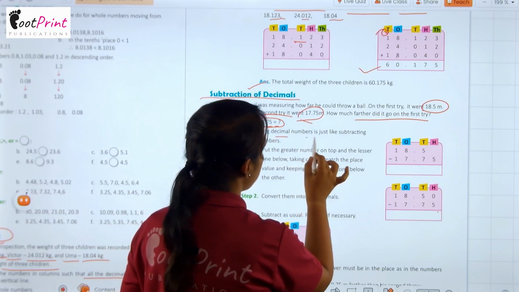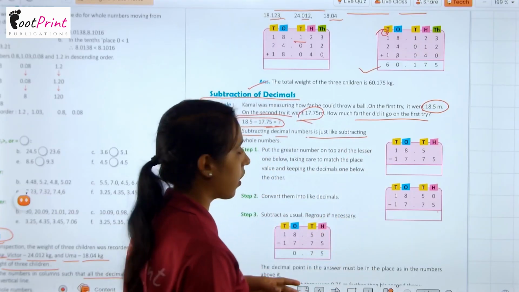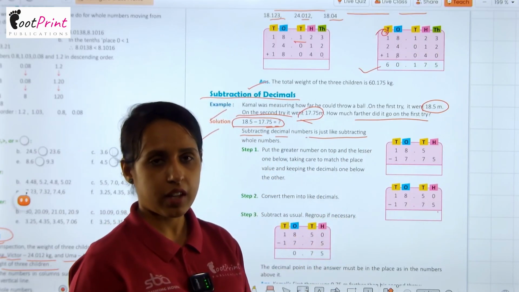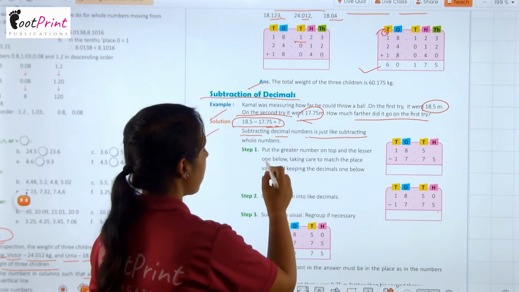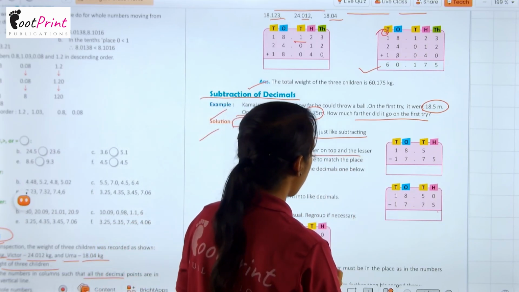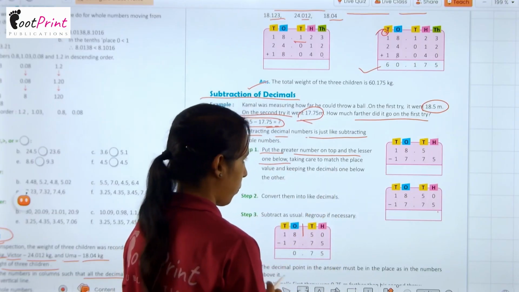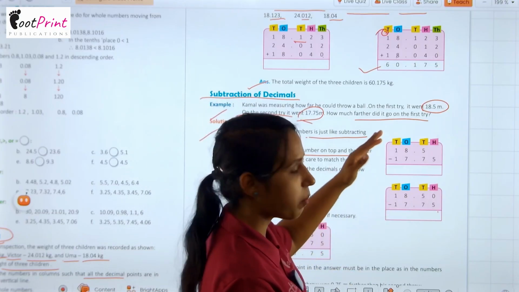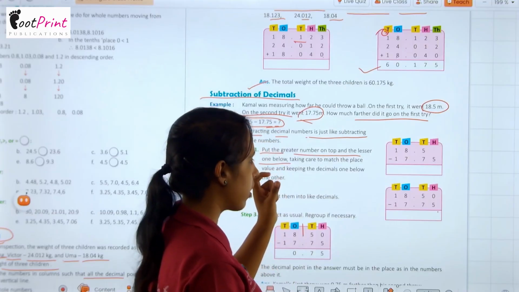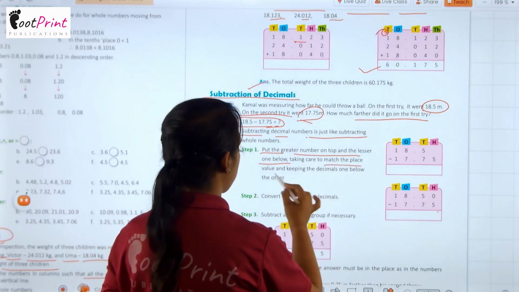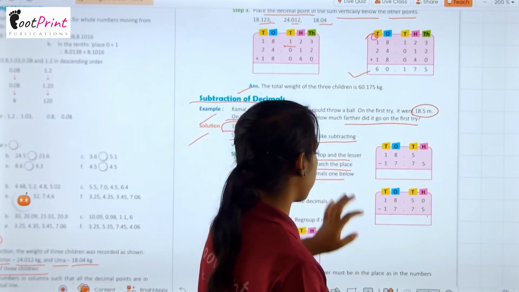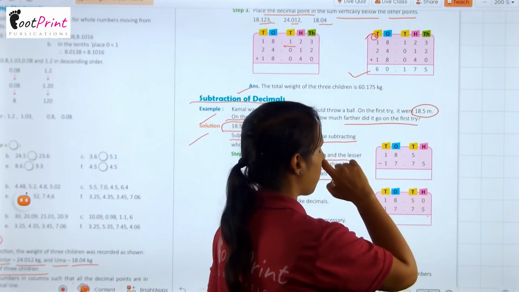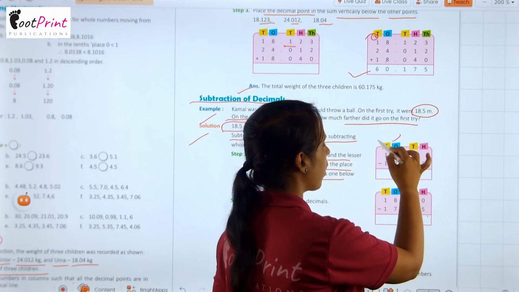Subtracting decimal numbers is just like subtracting whole numbers. Decimal number को भी हमें वैसे ही subtract करना है जैसे हम simple subtraction करते हैं. बस उसमें ध्यान क्या रखना है, put the greater number on top and the lesser one below. तो यहाँ पर सेम हम करते हैं, बड़ा वाला नंबर ऊपर आएगा और छोटा वाला नंबर नीचे. And match the place value, keeping the decimals one below the other. So here we put the numbers according to their places.